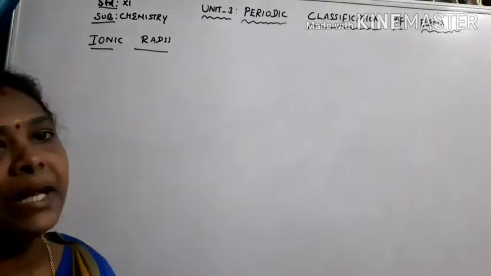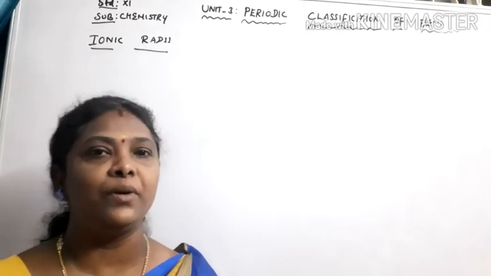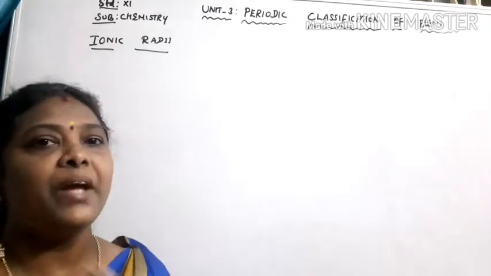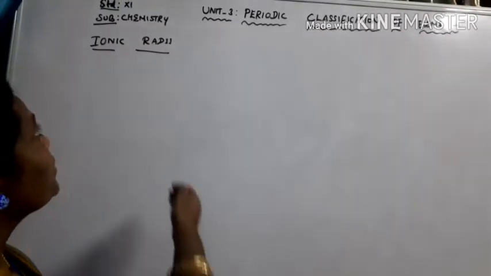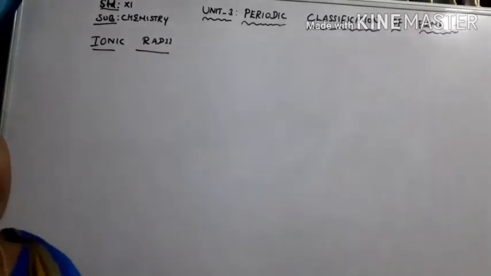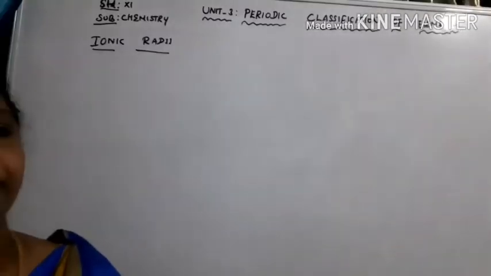In the last class I taught you how to calculate the effective nuclear charge, and we saw many examples. Today I am going to continue with the third lesson, periodic classification of elements. Today's topic is ionic radius.